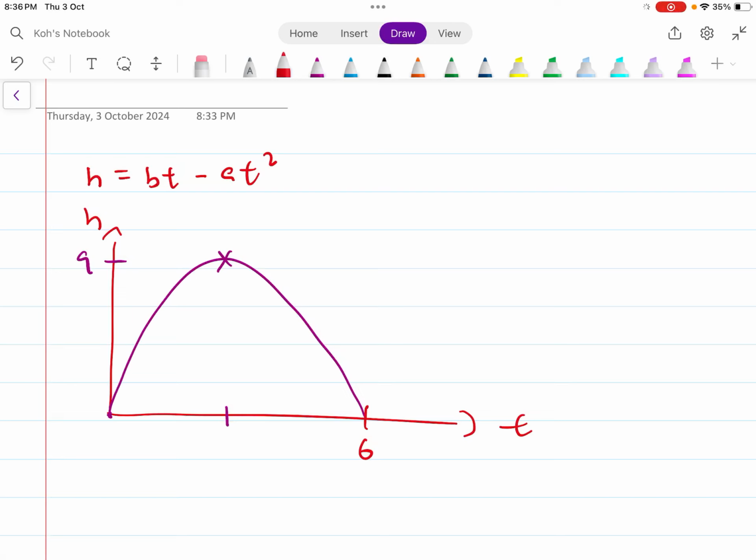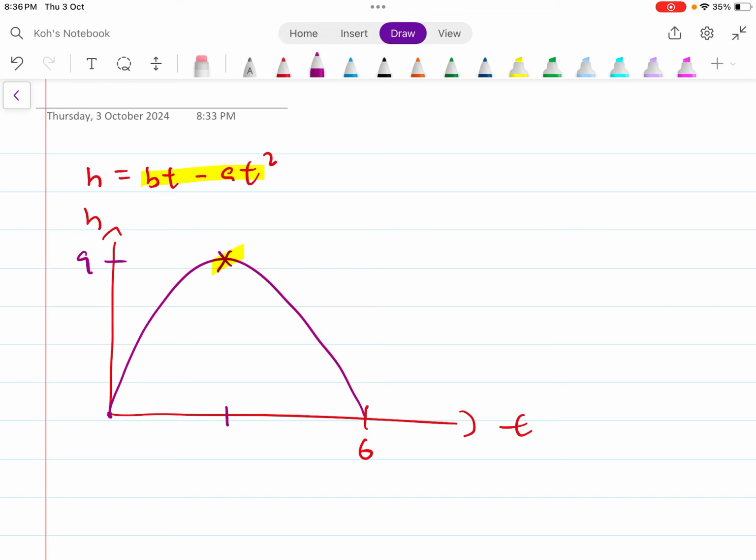Okay, let's go through this question. We have a toy rocket launched from the ground with a flight path that resembles a quadratic curve with a maximum point, so it's a set phase. Then its height, h, above the ground is given as such, right? So we are given the equation h equals bt minus at squared.